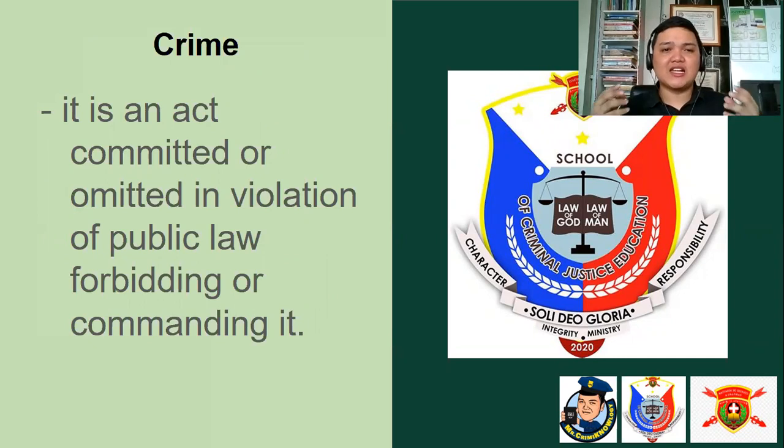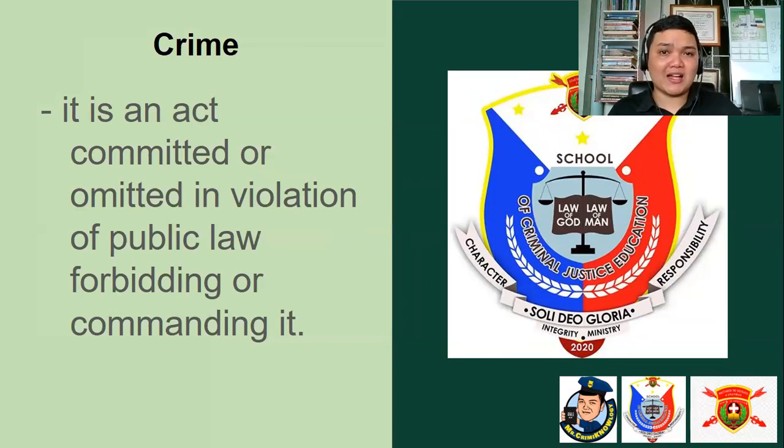Crime is defined as the act committed or omitted in violation of public law, forbidding or commanding it. So there will only be crime if there will be an act or omission. Act means you did something that can affect the outside world. It is a bodily movement. And omission, you have the obligation to do but you fail to do. This is inaction. Hindi mo ginawa yung dapat mong gawin. And that kind of action or inaction is a violation of public law, which it commands or it forbids.